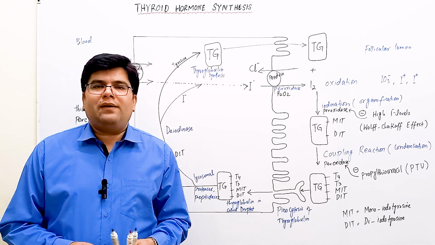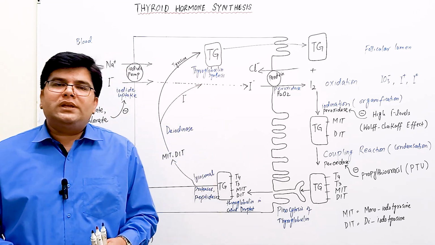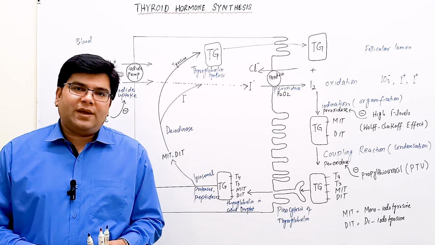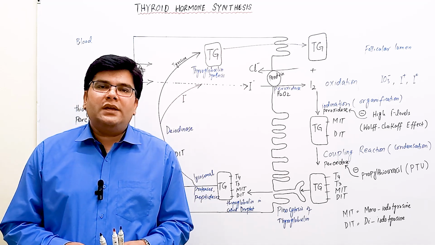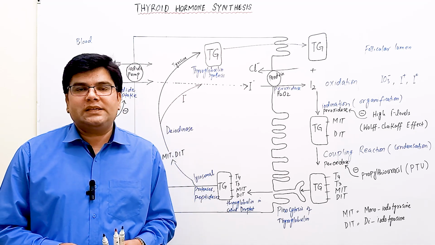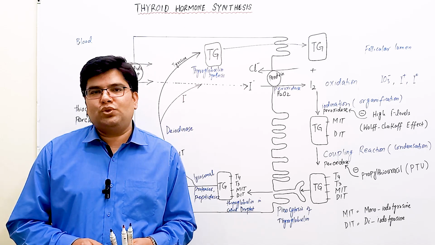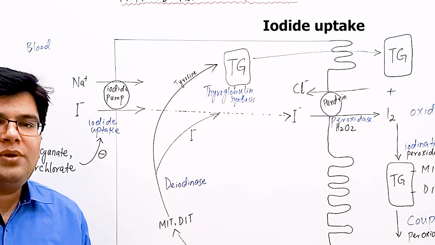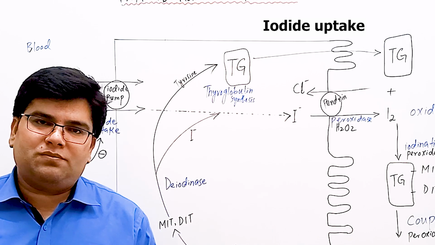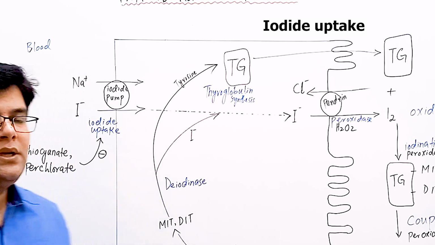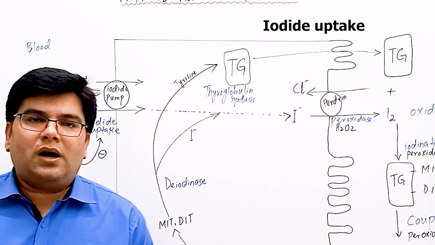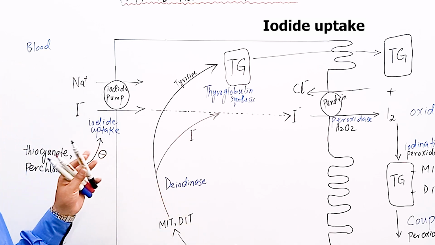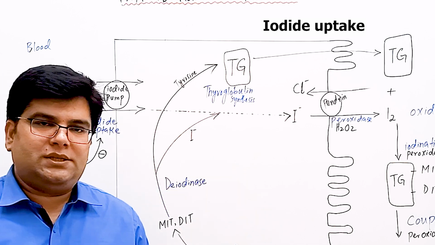In order to explain it, I have drawn a very simple diagram to illustrate various steps of thyroid hormone synthesis. Almost every step in the synthesis of thyroid hormones is stimulated by a thyroid stimulating hormone or TSH, which is a hormone coming from the anterior pituitary. First step in the synthesis of thyroid hormones is the active uptake of iodide ions from our plasma. This is done by a pump called as iodide pump or sodium iodide co-transporter, which actively pumps iodide from the plasma into the thyroid follicular cells.